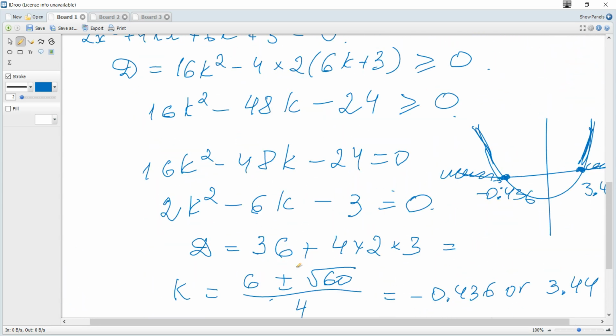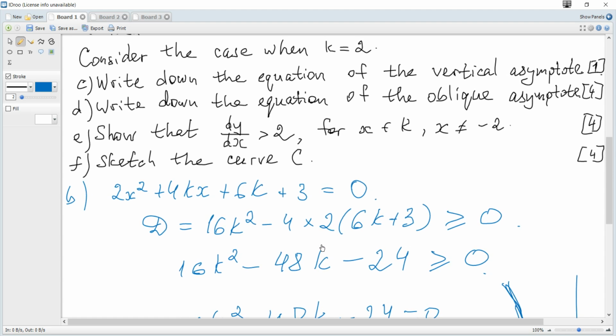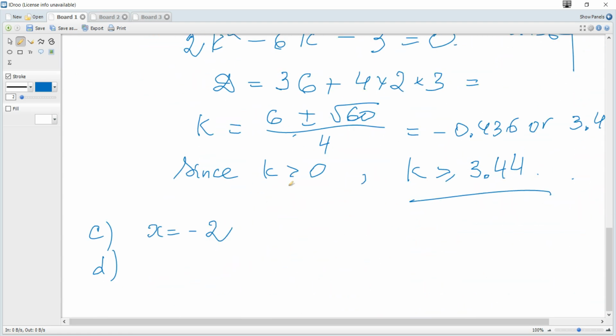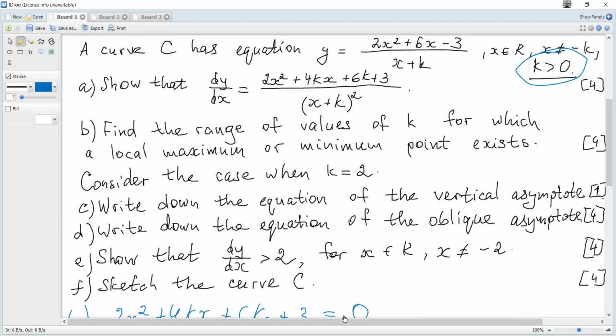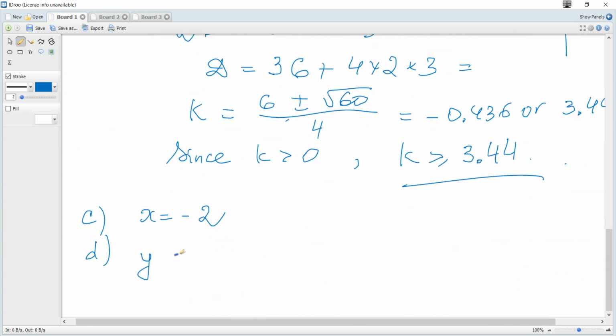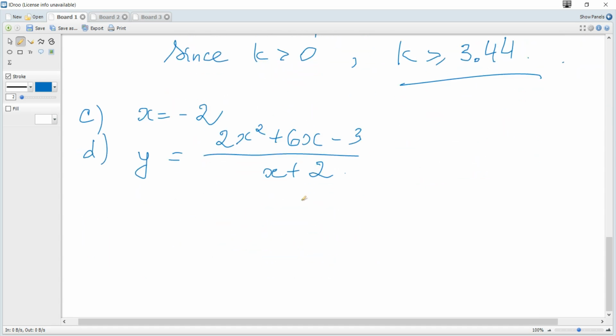The next, write down the equation of the oblique asymptote. Let's rewrite, substituting 2 for k into our function to get y is 2x squared plus 6x minus 3 over x plus 2. And there are a few methods to find the oblique asymptote.